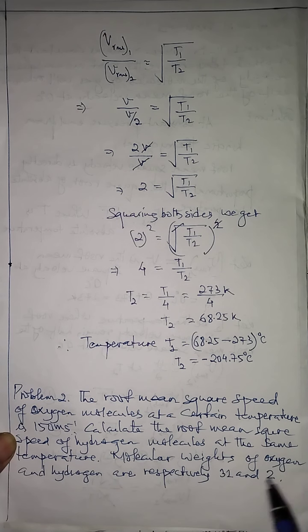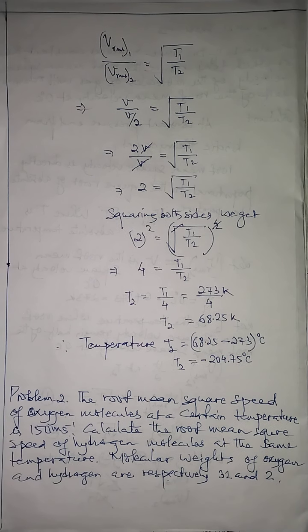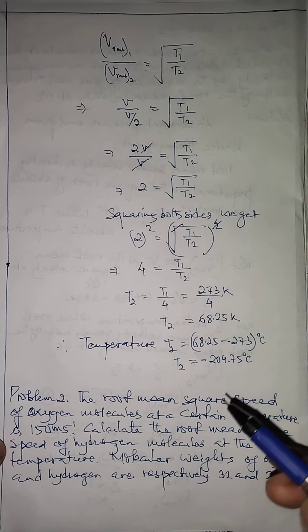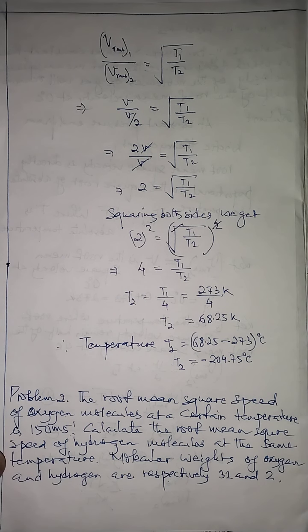The molecular weights of oxygen and hydrogen are respectively 32 and 2. So in this question, the molecular weights of two different gases are given, oxygen and hydrogen, 32 and 2. Now we need to find the root mean square speed of hydrogen at constant temperature. And you have learned in the previous class that the root mean square velocity of any gas molecules can be written in terms of molecular weight. So let me continue.